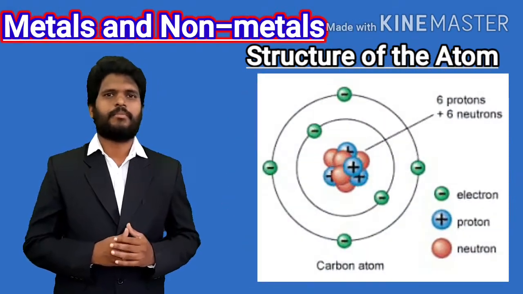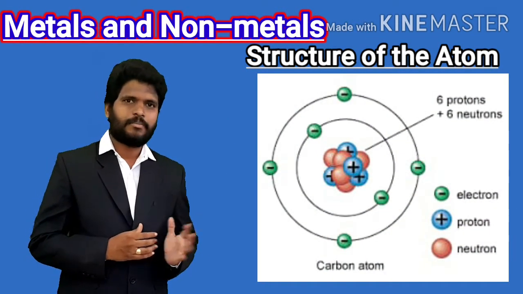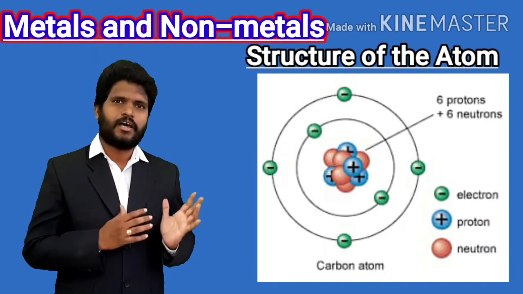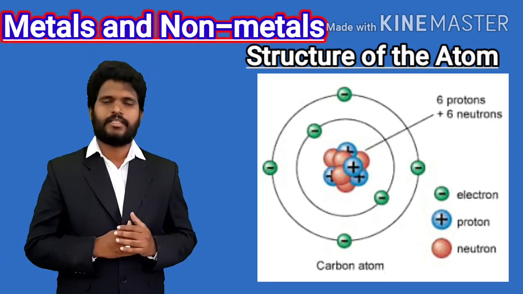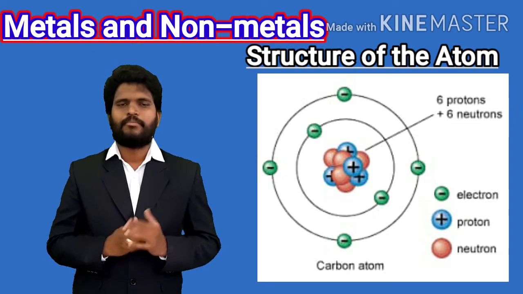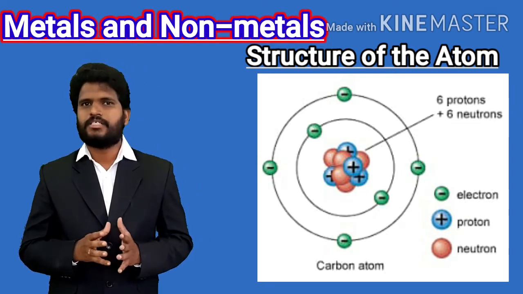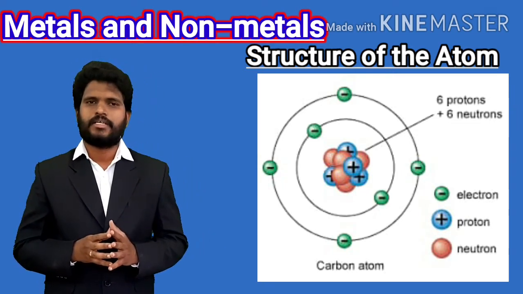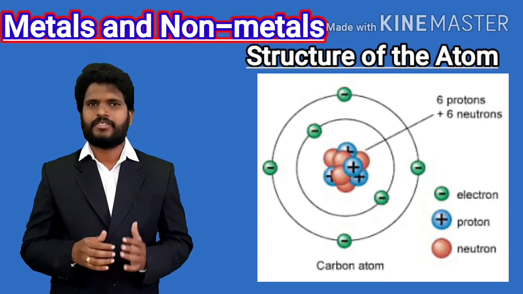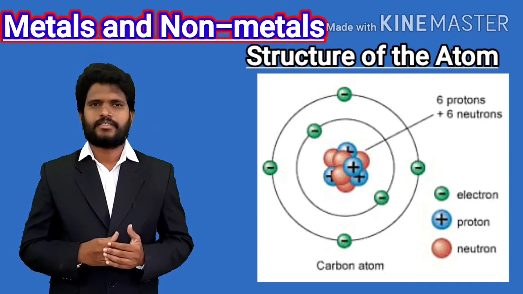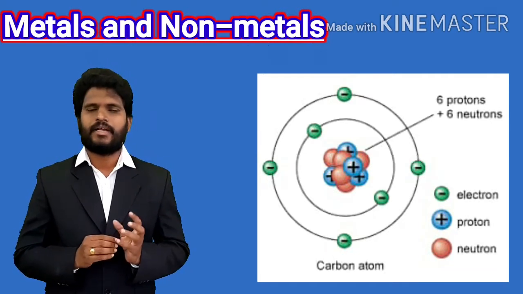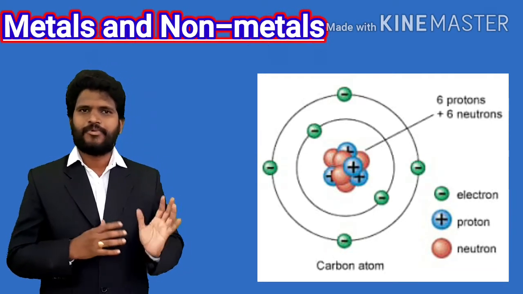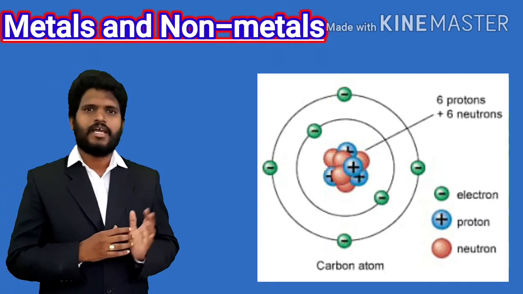Among these fundamental particles, electrons are present outside the nucleus in the orbits. Protons and neutrons, these two fundamental particles, are present inside the nucleus, and combined they are called nuclei. These are the points we learned about the structure of the atom.